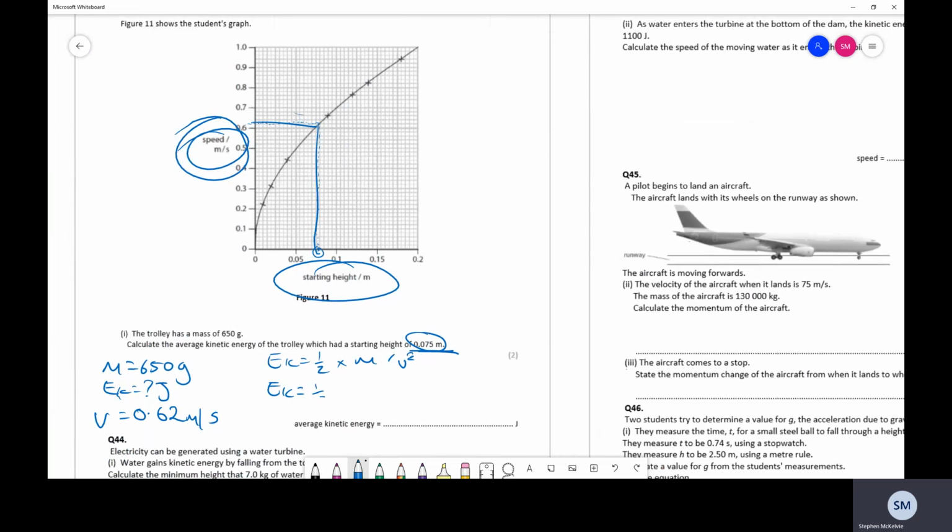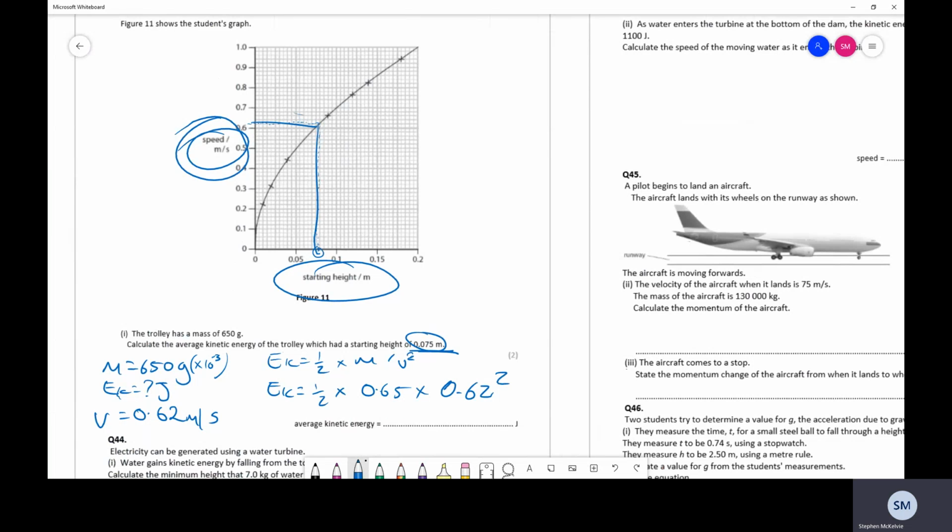EK is equal to 1/2 times, oh, nearly forgot, I need to multiply the mass by 10 to the minus 3, which is the same thing as dividing by 1,000. 0.65 times 0.62 squared. Pop it into my calculator. 0.5 times 0.65 times 0.62 squared.